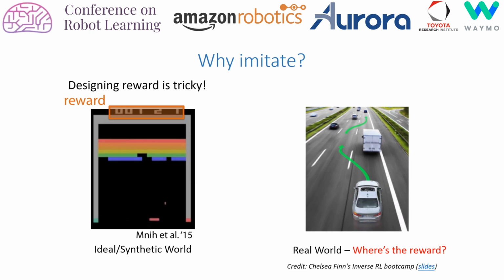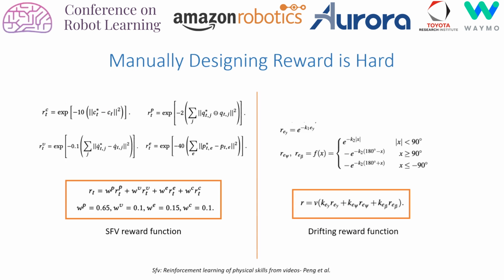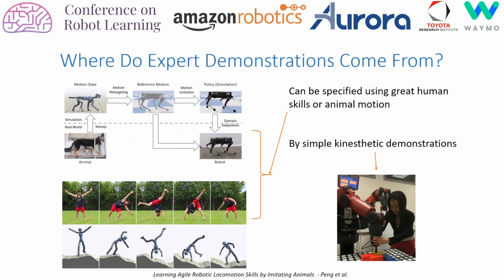Why do we want to imitate? Atari provides a real reward function, but in real-life scenarios like autonomous driving, it is not obvious at all what the reward function should be. In general, designing reward requires striking a fine balance between different preferences to achieve the final objective, which can be difficult. Now that we have seen the importance of imitation, where do these expert demonstrations come from?